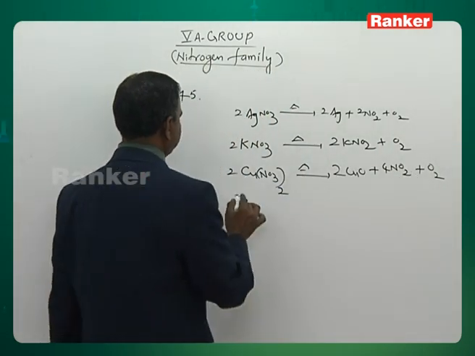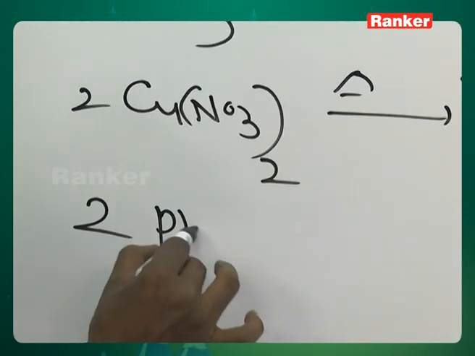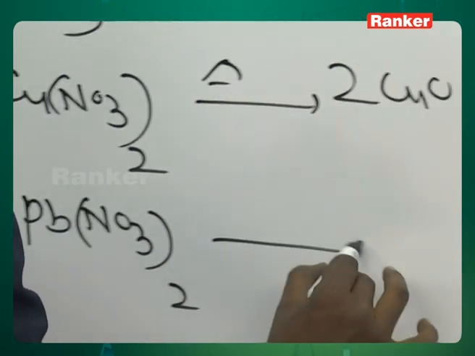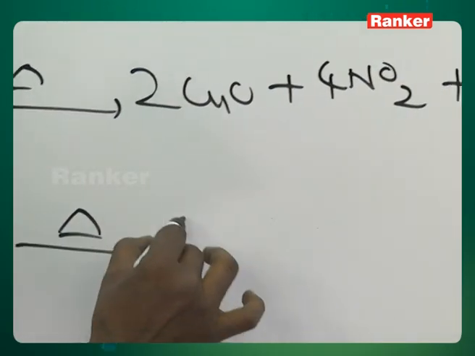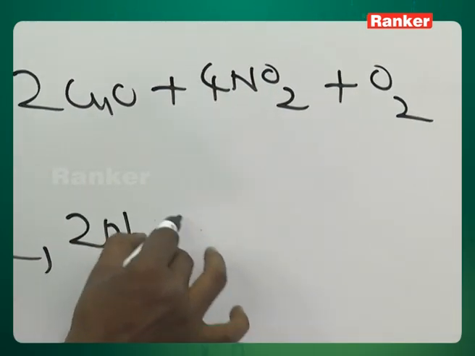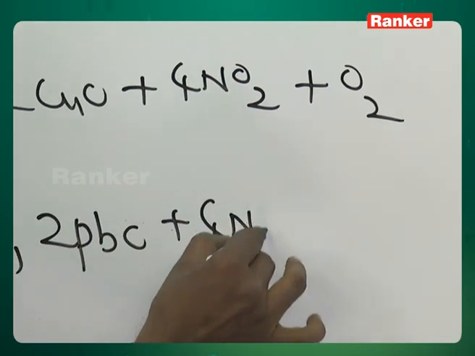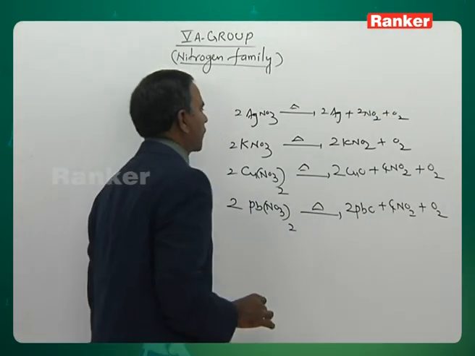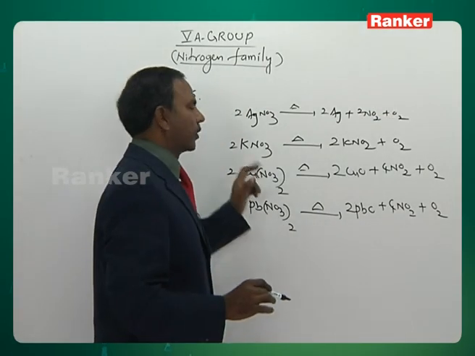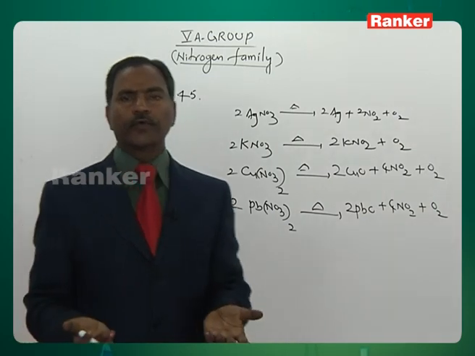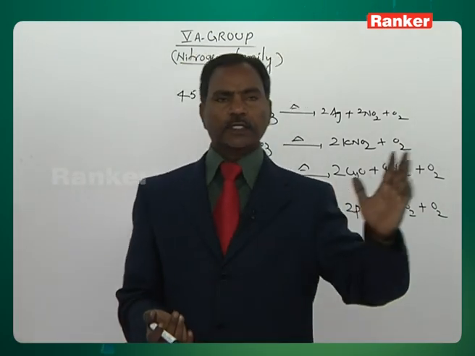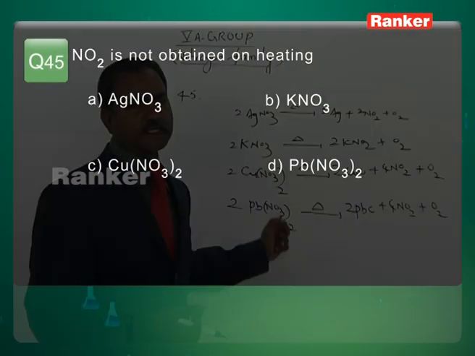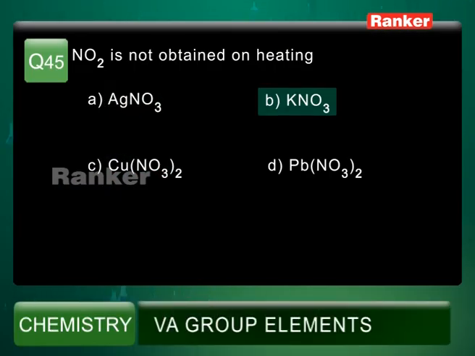Coming to lead nitrate, it similarly decomposes like copper nitrate. Look here, also 2PbO, 4NO2 plus O2. In all these cases, except KNO3, the remaining all on decomposition produce NO2 gas. These decompositions you have to remember, so that if any question appears, you can easily answer. Question number 45, answer is B.